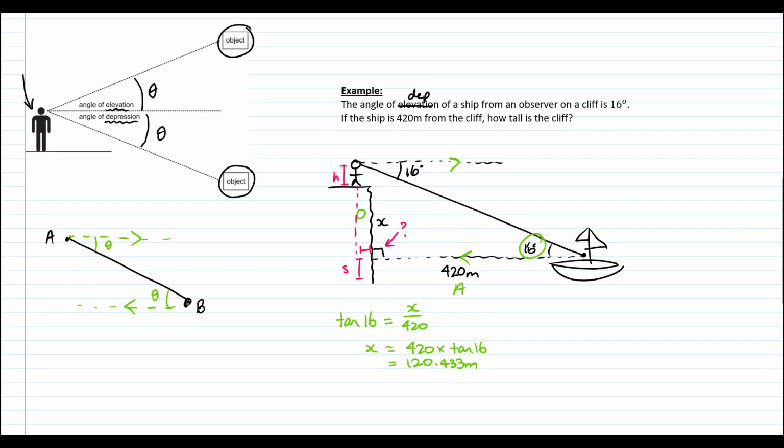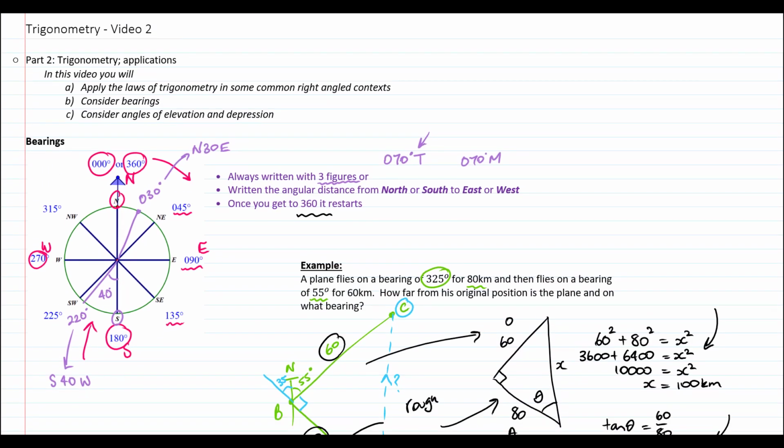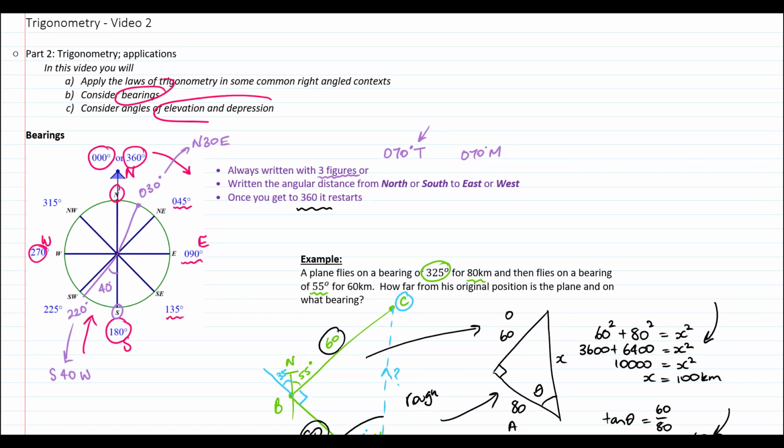So there we have it. Two examples of context within trigonometry: bearings and angles of elevation and depression. I hope that's really helped. I look forward to seeing you in the next video.